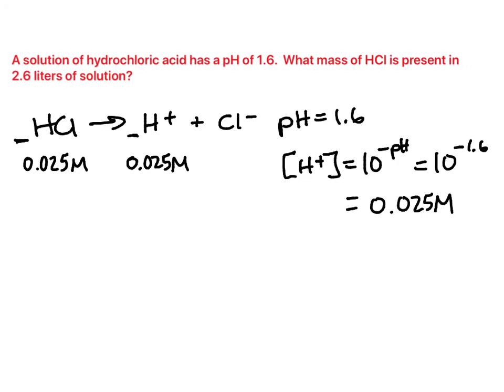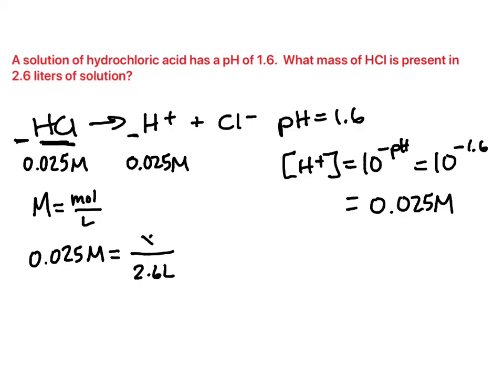Okay, what we're looking for though is the mass of this stuff that we would have to put in order to make a solution that has a pH of 1.6 when we have 2.6 liters of solution. So I'm going to remind you what you learned in Unit 6, that molarity is equal to moles divided by liters. So we have a molarity, 0.025 molar, and we know that we have 2.6 liters of solution, and we don't know these moles, but we can solve algebraically, and when we do that, we're going to get 0.065 moles. We're almost done.